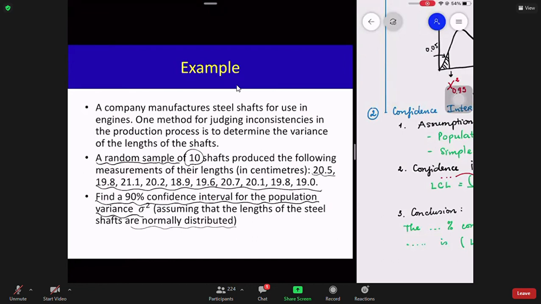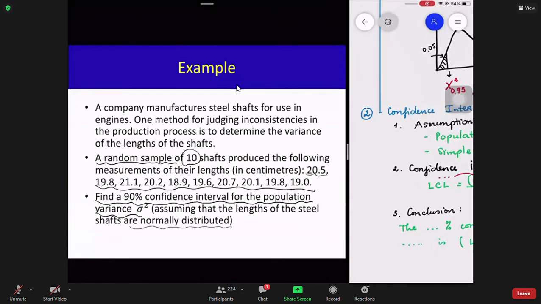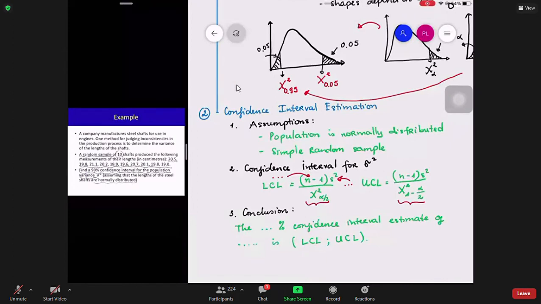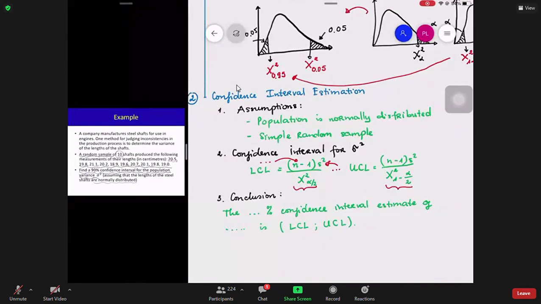Okay. All right. So we are asked to find the 90% confidence interval for the population variance here. So what we are going to do is look at the way that we construct the confidence interval estimates. The first thing is we need to check the assumptions.